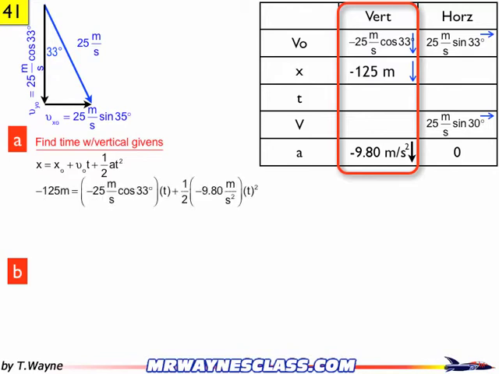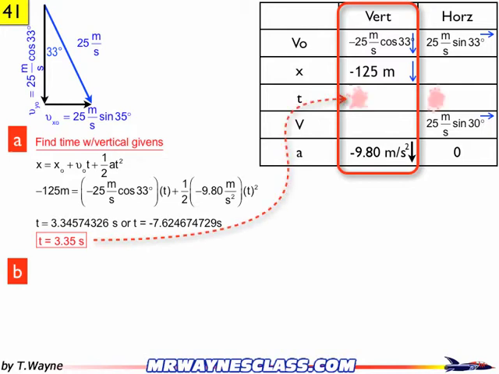Put in my numbers, I get negative 125 is equal to negative 25 meters per second cosine 33 times t plus 1/2 negative 9.8 meters per second squared times t squared. So I get my two values for time, one positive, one negative. Positive is the only possibility because we don't have negative time. So 3.35 seconds is the right answer. To organize my work, I'll go ahead and stick that in the table.